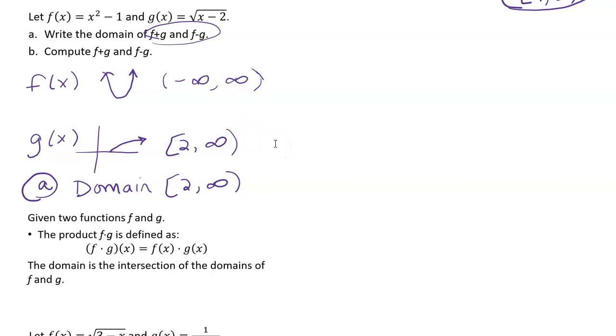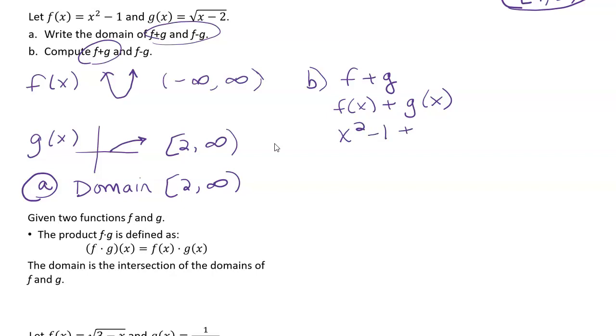So for part B, we need to find the actual f plus g, and that's where we're going to add those functions together. So we're going to take f of x and add it to g of x. Well, f of x is x squared minus 1, and I'm going to add that to g of x, which is square root of x minus 2. And here's where you would do any simplifying if that's applicable. But for this particular example, there's nothing that can be simplified, so that is your answer.